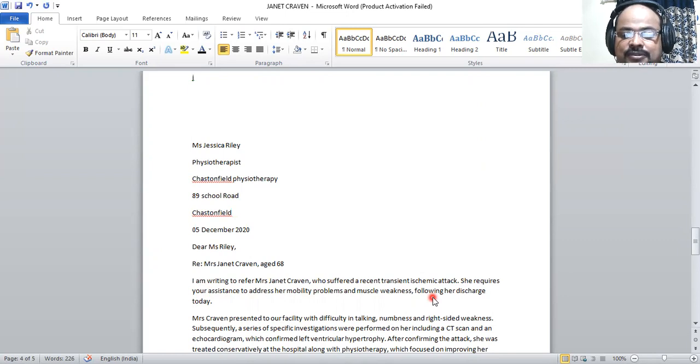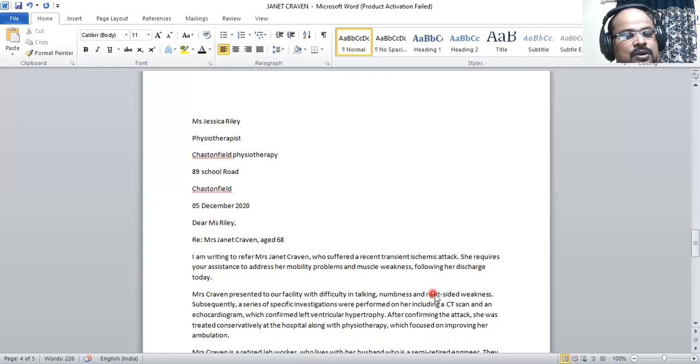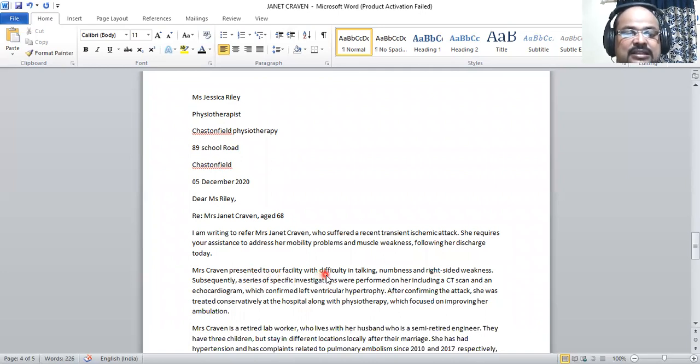Mrs. Craven presented to our facility with difficulty in talking, numbness, and right-sided weakness. So how she presented to our facility is very clearly written. She had problems conversing, numbness and right-sided weakness. Subsequently, a series of specific investigations were performed on her, including a CT scan and an echocardiogram, which confirmed left ventricular hypertrophy.